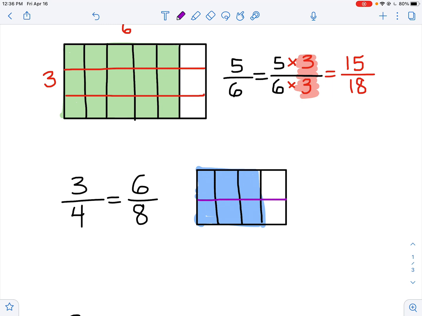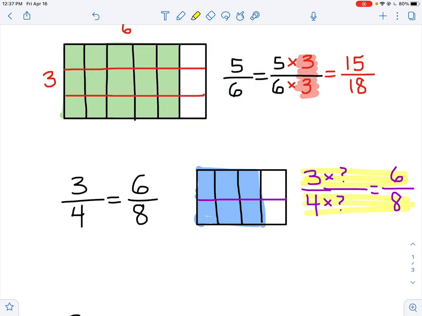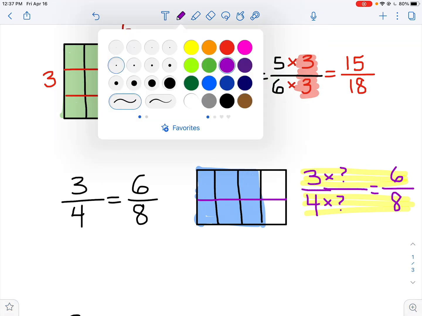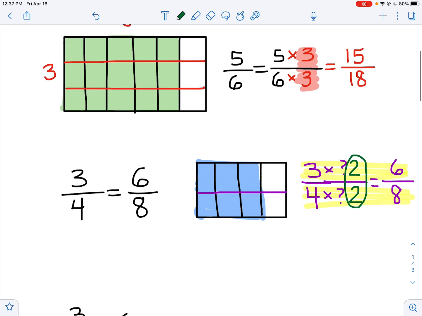I sure do. So I can draw the picture, but I can also think to myself, all right, I'm starting with 3/4. What do I have to multiply by to get 6 as a numerator and 8 as a denominator? So I can look across here and I can say, okay, 3 times what is 6? And I can say 4 times what is 8? Well, I know 3 times 2 is 6 and 4 times 2 is 8. I know that I can multiply both parts by 2, have twice as many, and get an equivalent fraction.